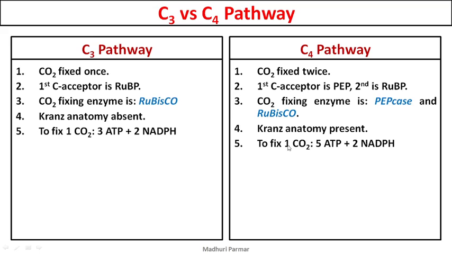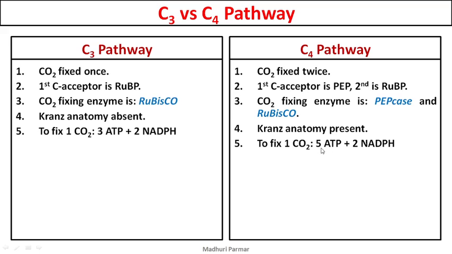To fix one carbon dioxide in case of C4 pathway, you require 5 ATP plus 2 NADPH. 3 ATP plus 2 NADPH remains the same during Calvin cycle, you require the same amount. Why the number of ATP is higher here is because from pyruvate, when you want to regenerate PEP, you require 2 ATP.